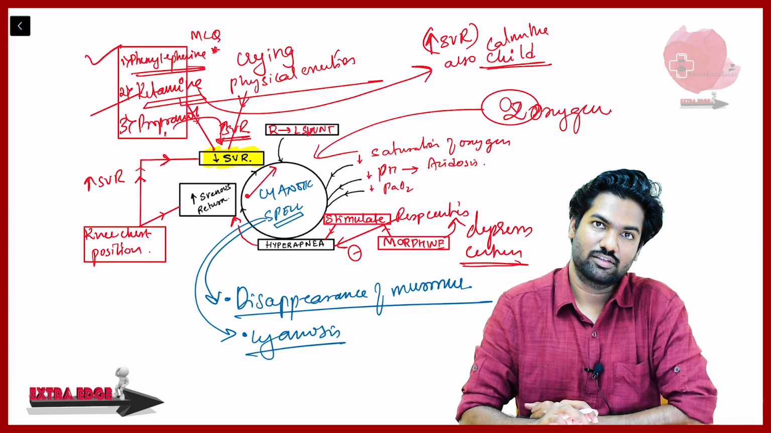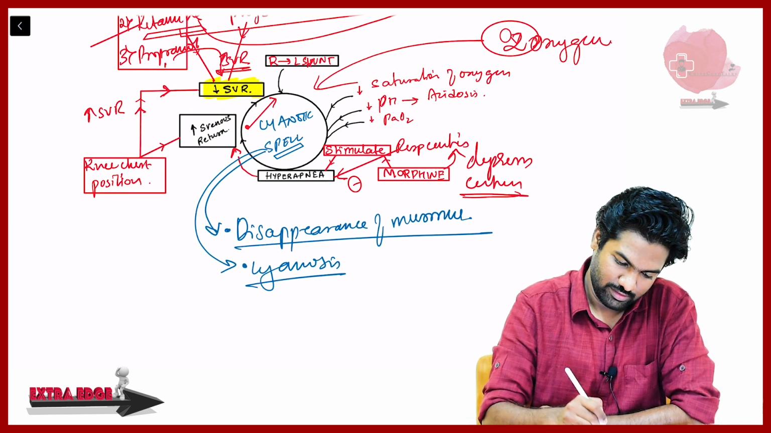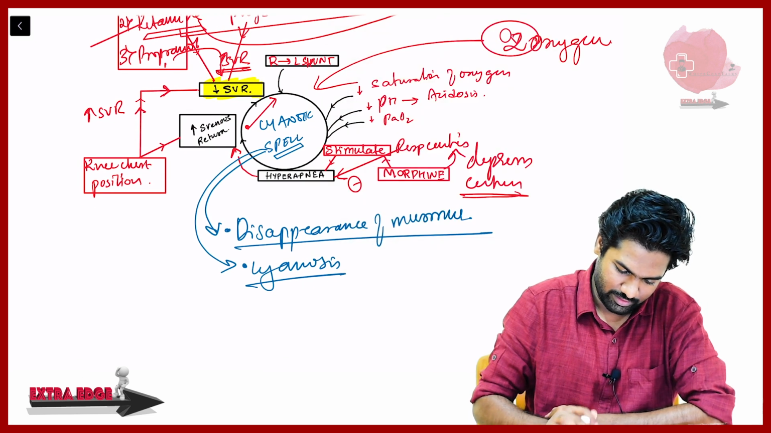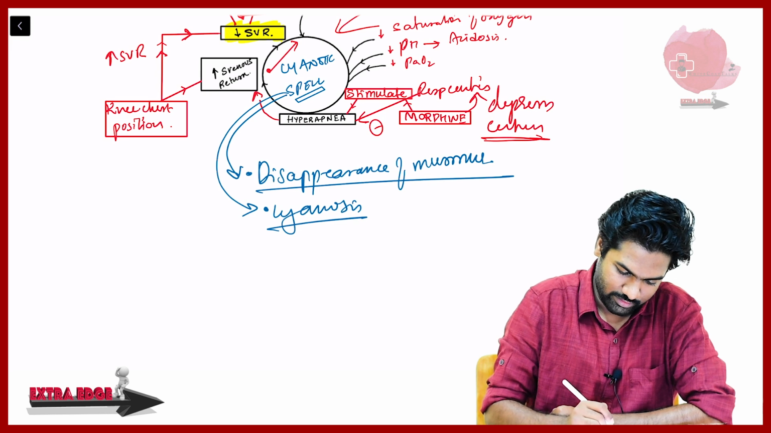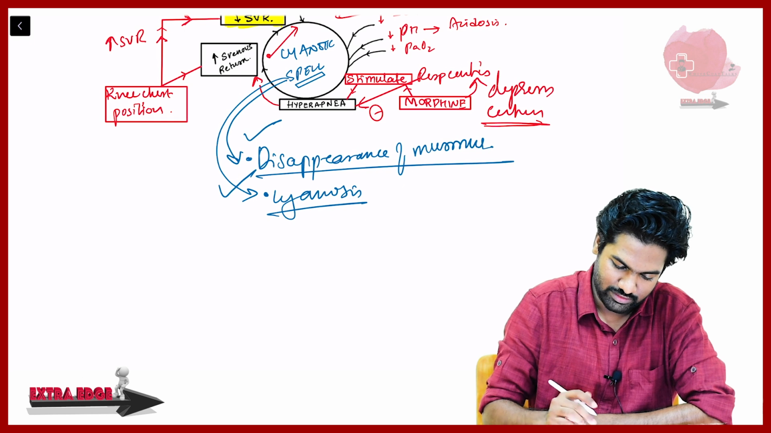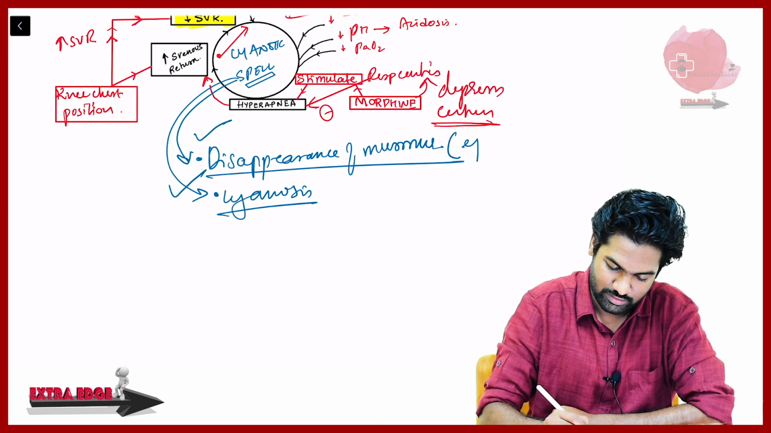Okay, coming back to the cyanotic spell, let's write the cyanotic spell here in this way. You have seen these two features of cyanotic spell. One is disappearance of the murmur, which was an ejection systolic murmur.